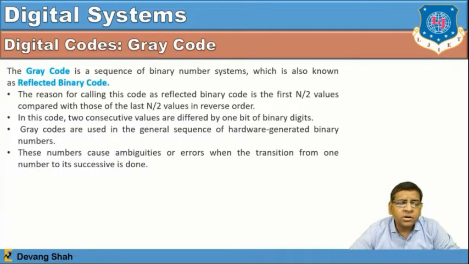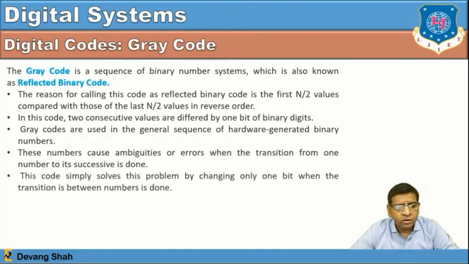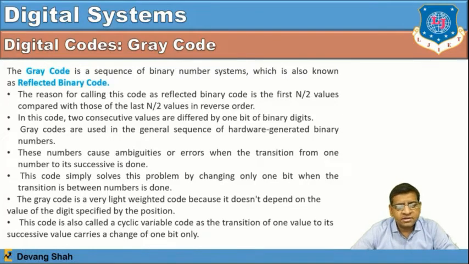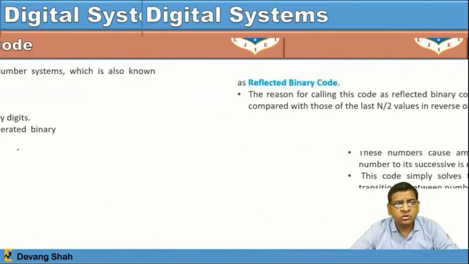So Gray code is nothing but this: once the state is moving from one to another, there is only a single change of bit, and that is represented by the Gray code, right? So these numbers cause ambiguous errors when the transition from one number to its successor is done. But this code solves the problem by changing only one bit at a transition between two numbers, right? So if you consider this particular code, it's like a cyclic variable code where the transition from one value to its successive value carries the change of one bit only, right?